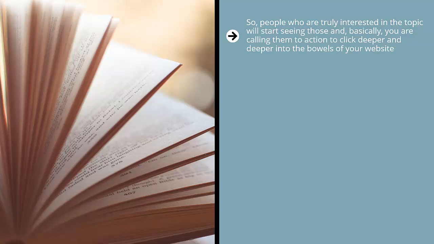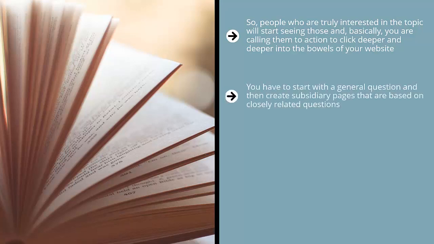Compare this to just random interlinking, where you go from one page to just another regular page, which may not be all that related. You're not going to be building authority. People are just going to bounce out of that page because that's not the information they're looking for. You have to start with a general question and then create subsidiary pages that are based on closely related questions, and this maintains the interest of the person and then actually amplifies their desire for a specific product or solution later on. That's how you build trust and credibility at the same time.